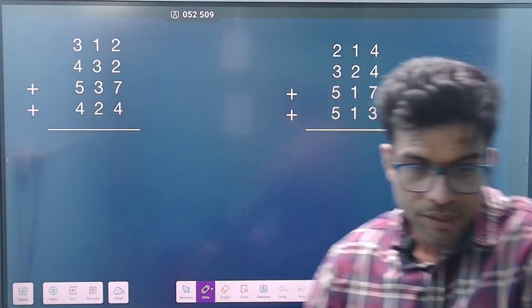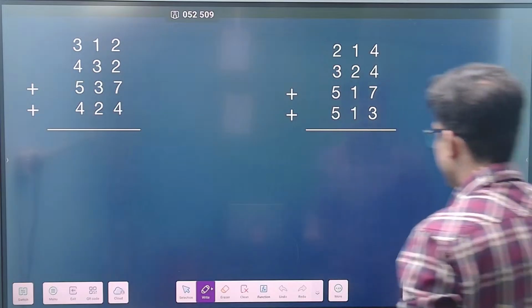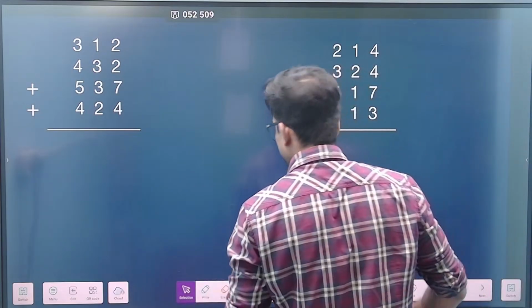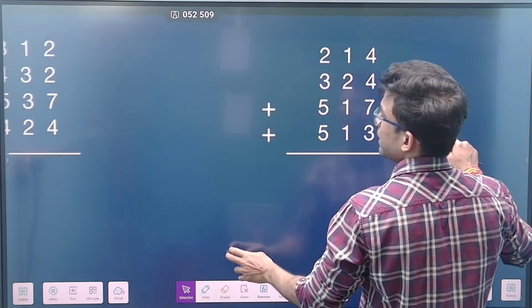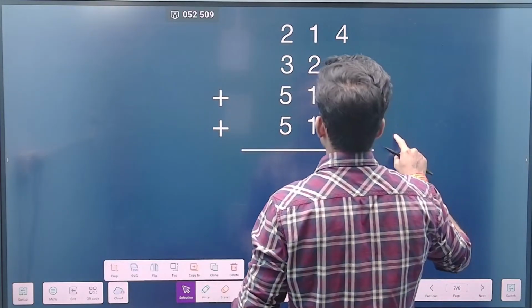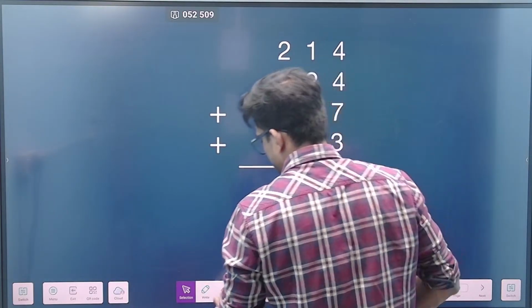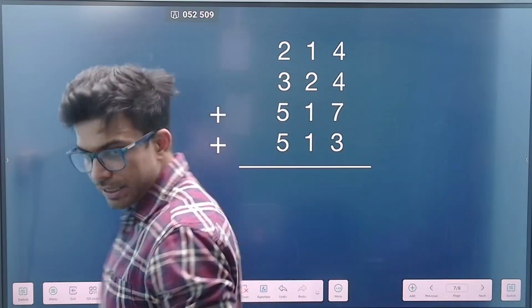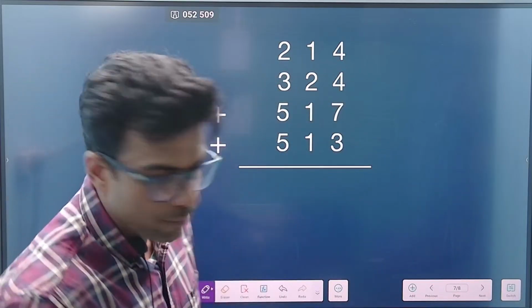What we need to do, what does the rule say? Let me enlarge this so that you have an idea. This is my number, correct? I hope this is now visible to you. Suppose I take this number. Now everyone, please have a look at what I'm doing.